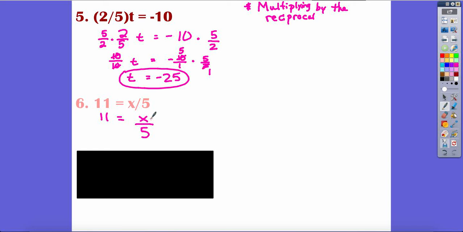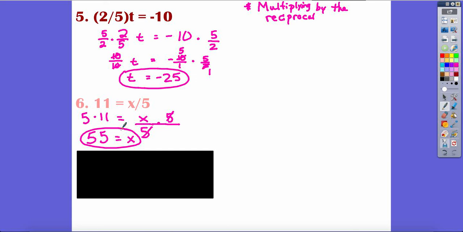So this time I have x, my variable, on top. It's being divided by 5. I want that to become a 1, and so even though my variable is on the other side of the equation, I'm always looking at that variable and trying to get it by itself. So now I have the 5 and the 5 are going to cancel. Over here I'm just going to multiply and I end up with 55 equals x. And there we go.